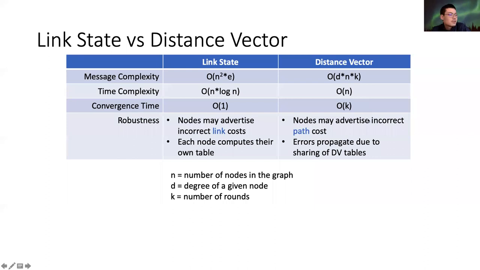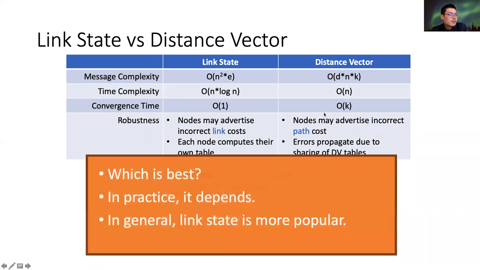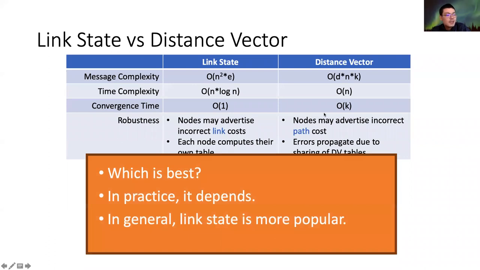Because of the time limitation, I will just end here. There are trade-offs between the different solutions, but in general, OSPF, the link state protocol, is more widely used than the RIP protocol. Next time we will cover BGP. That's the end of this class because we've run out of time.